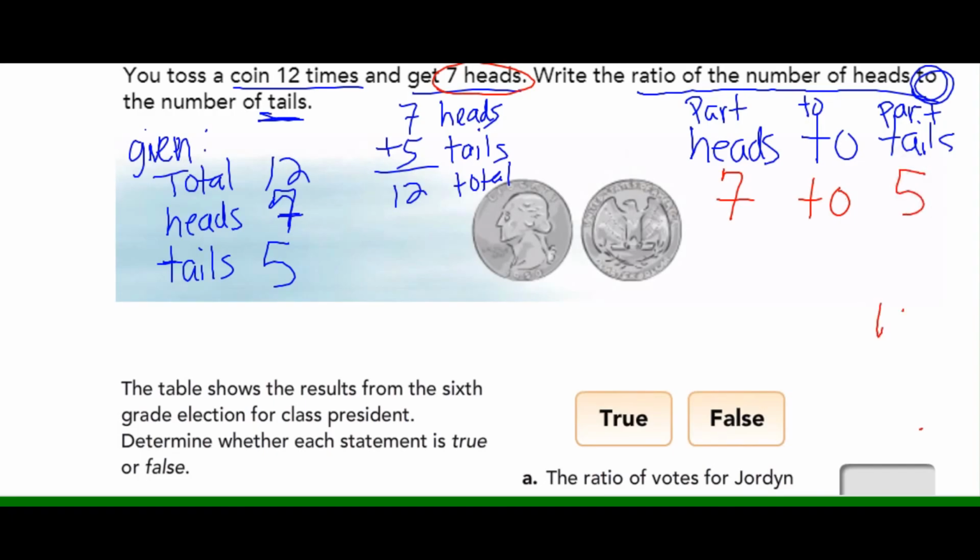Okay, what is another way to write this? So you can write it using a colon, 7 to 5. You can write it as a fraction, 7 over 5. You can write it as a decimal or a percent, but we're going to keep it moving.